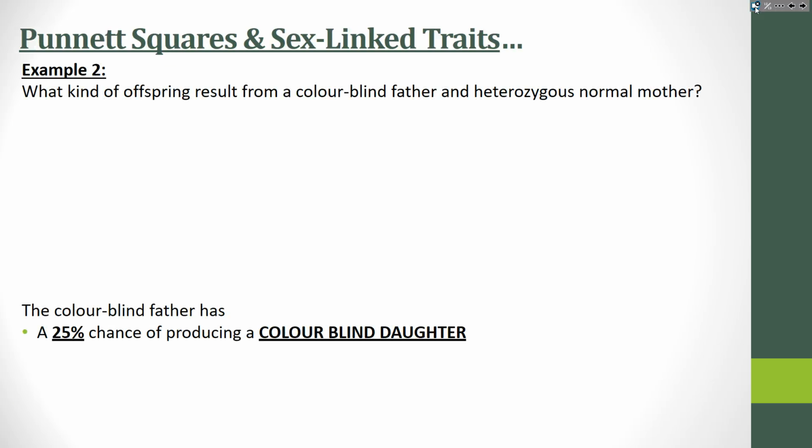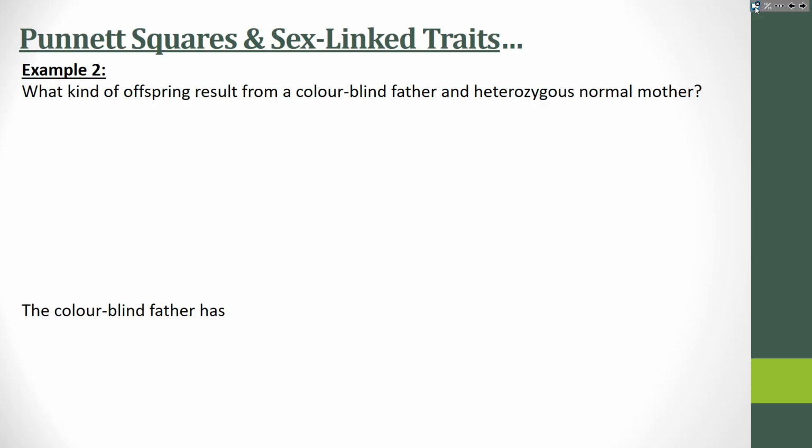So another example. What kind of offspring will result from a colorblind father and a heterozygous normal mother? So again, go through and write down the two genotypes so we can know what we're crossing. I'm just going to back this up a touch. So colorblind father. So the dad is XY, and he's colorblind, so he has a little n. Heterozygous normal mother. So mom is XX, and she's heterozygous normal, so that means she's got one of each.